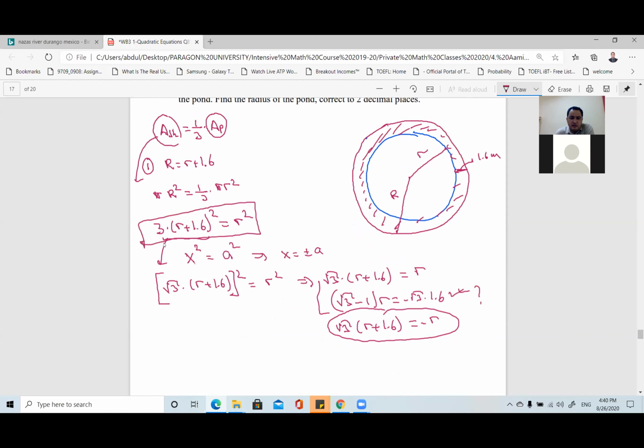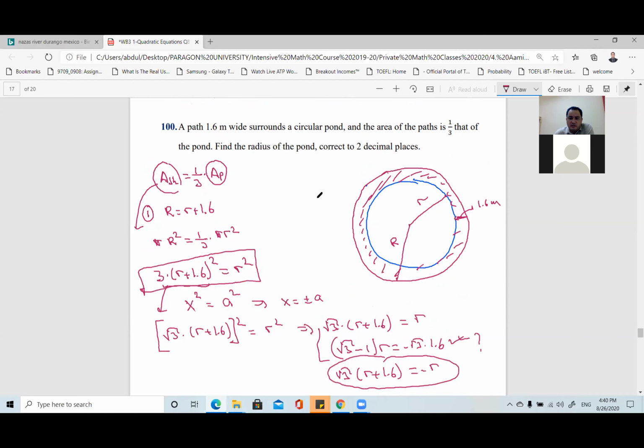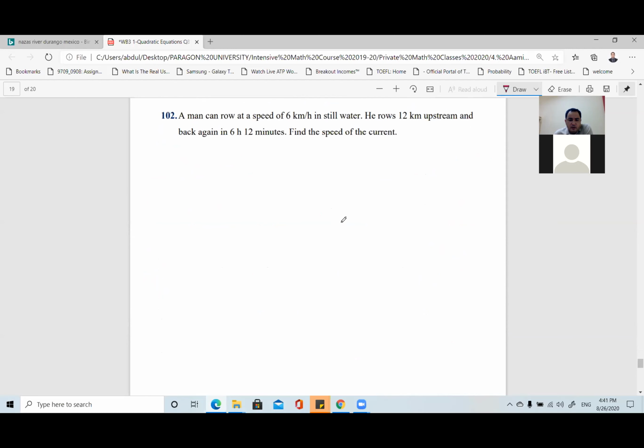How actually these things are connected. And here the question is, find the radius of the point. Actually, we need to find r. If you just solve this equation, we will get r. Okay, right? It's clear. Yeah. Good. And the last question, 103.